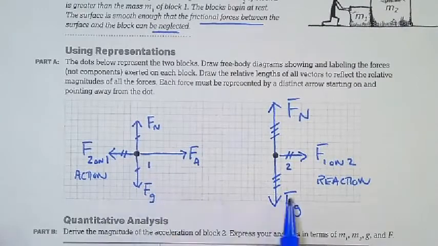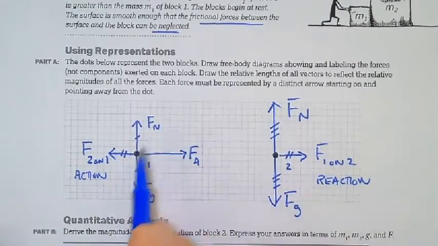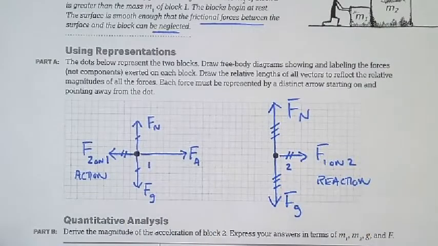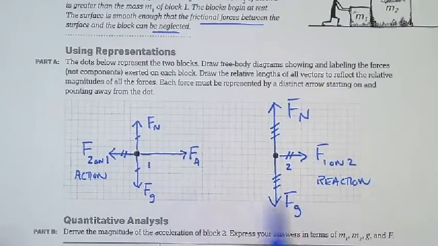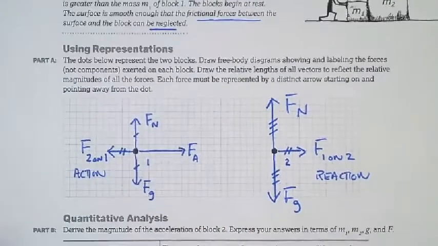So the gravitational forces involve the Earth. I'm not sketching the Earth. The normal force involves the table or the surface, and I'm not going to sketch that. So I am not sketching the reaction forces to these 4, the 2 Fgs and the 2 Fns. I'm not going to sketch those reactions. There's no need to.